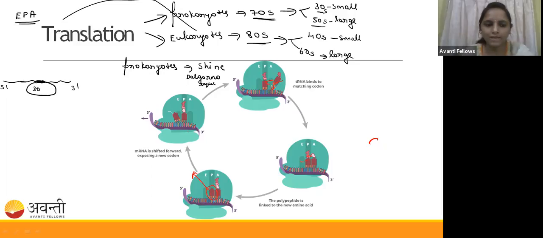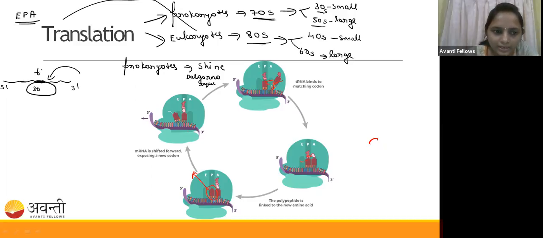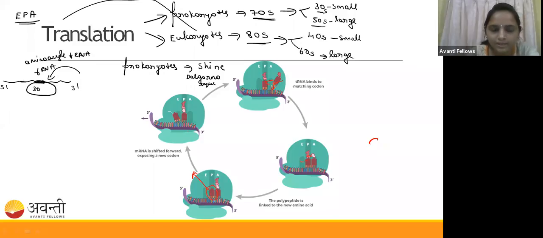Okay, now what will happen? For this, the first amino acid tRNA is going to bind to this site. That is the aminoacyl tRNA, and it is going to bind to this mRNA now. Guys, which is the first aminoacyl tRNA, or initiator tRNA, going to bind first?